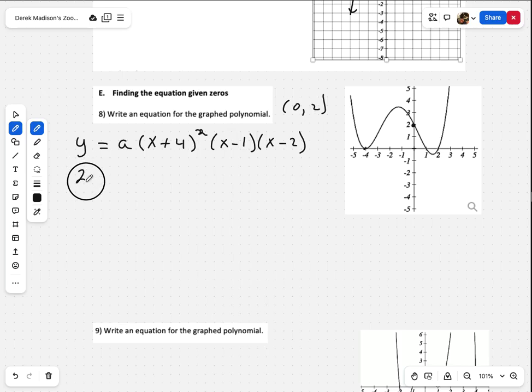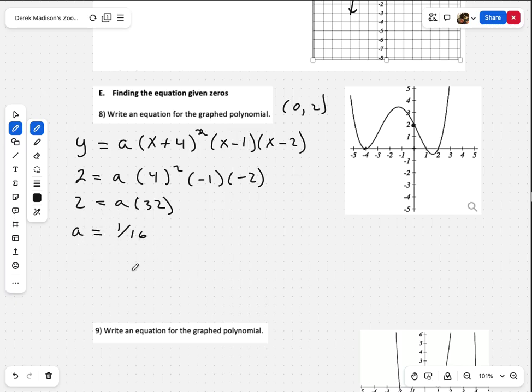So 2 is going to equal a times, this would be 0, so that becomes 4 squared, times -1 times -2, or 2 equals 16 times 2, that would be 32. I'll just leave it on that side since I have it over there. Divide the 32 over and reduce, and we should have a equals 1/16. So my equation would be y equals 1/16, and then all that stuff right there.